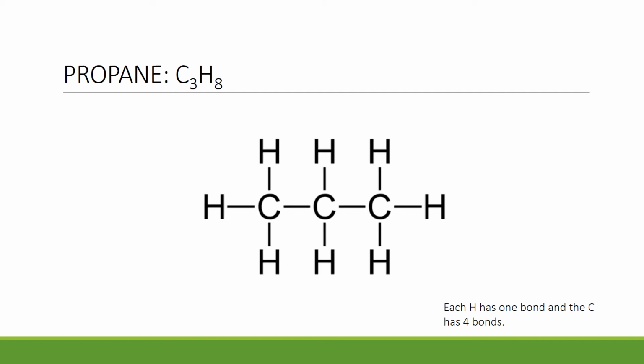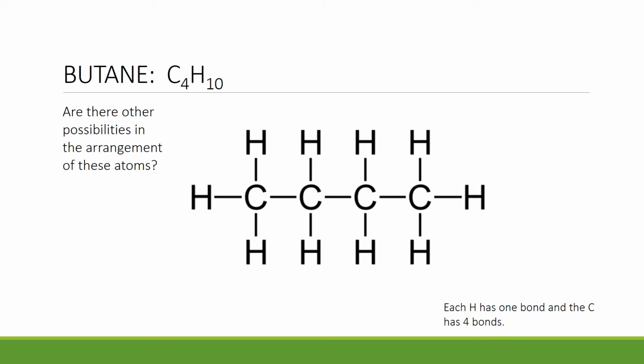So we want to do the same thing with the molecule propane, C3H8. How can I arrange 3 carbon atoms and 8 hydrogen atoms so that each carbon has 4 bonds and each hydrogen has 1 bond? This is the only arrangement that will work. 3 carbons across the center, 3 hydrogens across the top, 3 hydrogens across the bottom, and 1 hydrogen on each end. Now count to be sure, but you should find that each carbon has 4 bonds and each hydrogen has 1 bond.